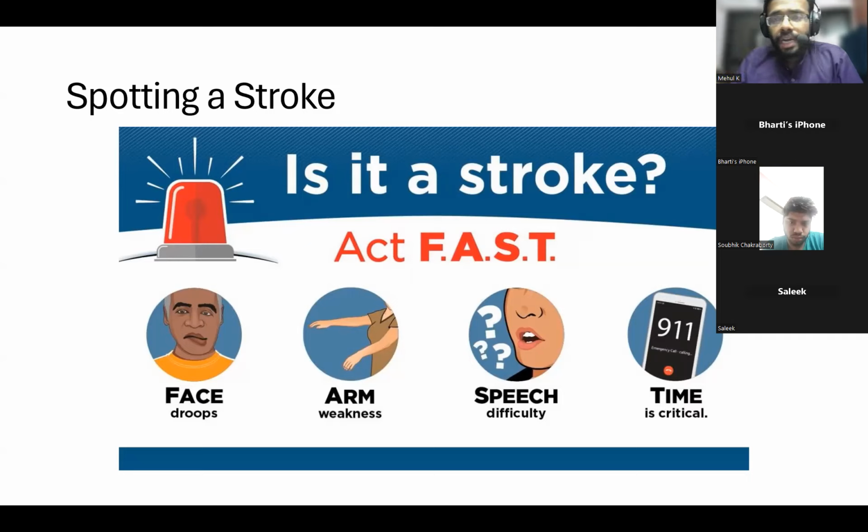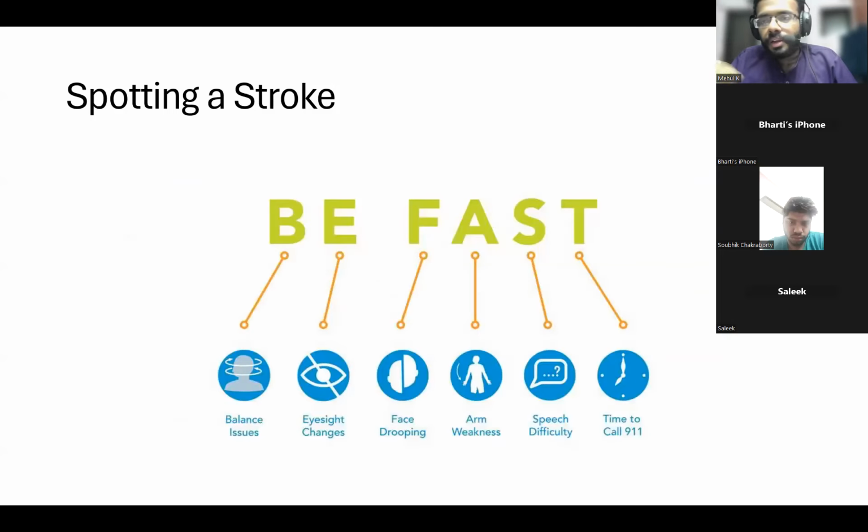But the problem with FAST is that it can miss posterior circulation stroke, because posterior circulation strokes may not present with these kinds of things. That is why something else has been created called BE-FAST. In BE-FAST, two more things are included. One is balance issues. Can the patient walk normally? Make the patient walk and see how they're walking. If they're not walking normally, that could be a stroke if it is acute onset. Then vision changes. If the patient is having any acute onset vision loss or any field defects, that could be a stroke.